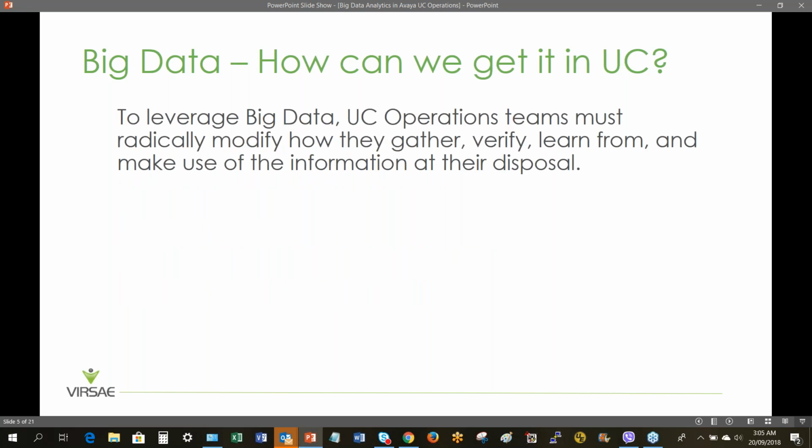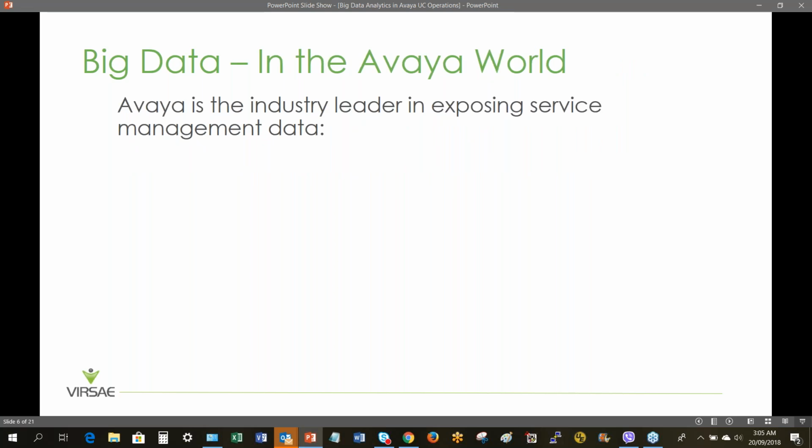To take advantage of big data, it's a very difficult concept to apply with existing tools. It requires quite a change in our approach to access and manage all of the data that's at our fingertips. And in the Avaya world, there really is a huge amount of data, certainly when it comes to service management, available in the Avaya platforms. Certainly an industry leader in what's exposed and what's available to us there to improve our efficiency and start delivering on the promise of big data.